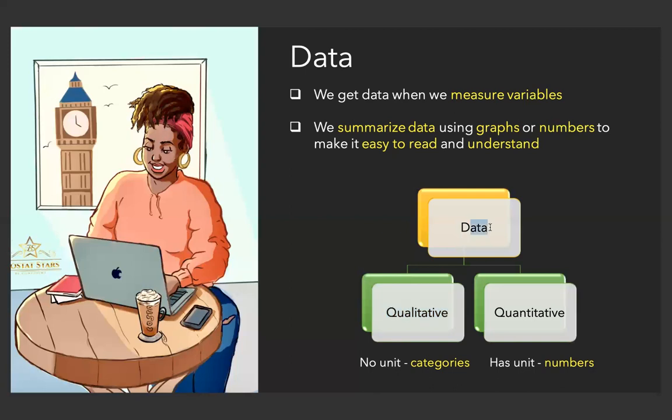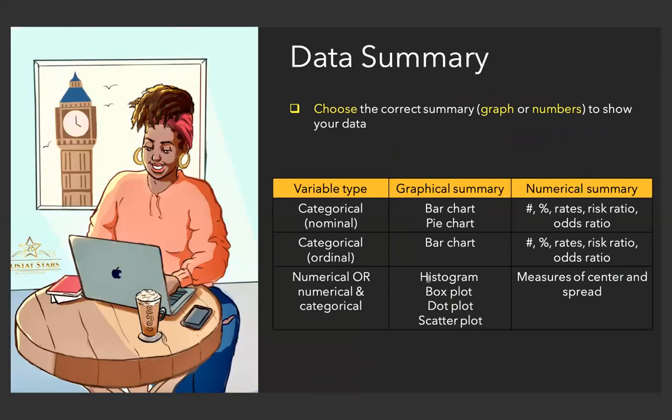But then if the variable that we're measuring is numerical, for example, we're measuring age or weight or height, then the data we get is going to be quantitative. Okay, so for example, if you're measuring people's age, this is quantitative data because it's numerical, it's numbers, right? So just like we've talked about, we need to summarize the data that we get. We can summarize it using graphs or numbers.